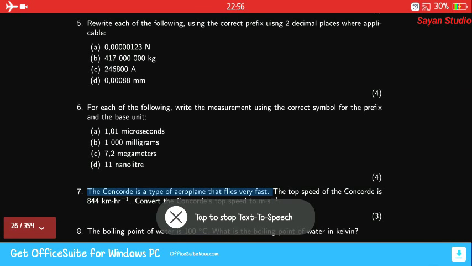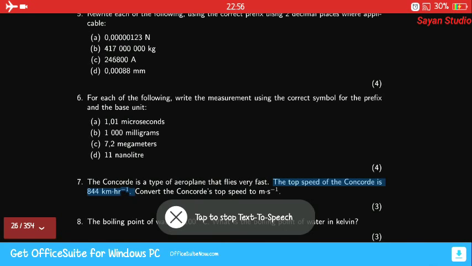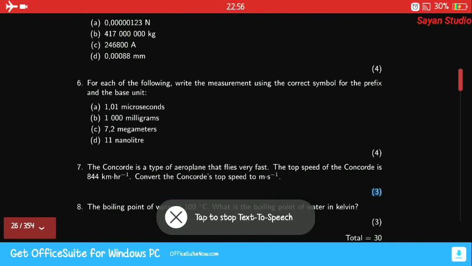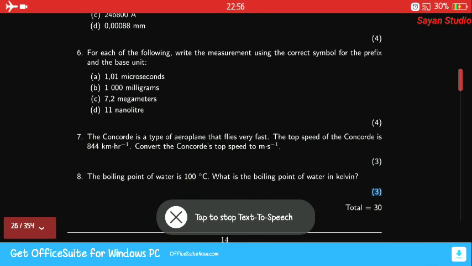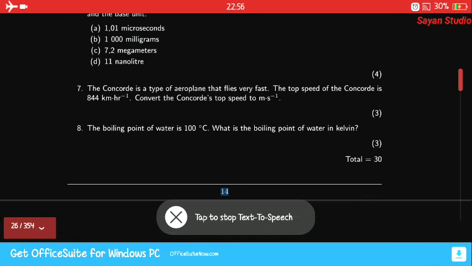7. The Concorde is a type of aeroplane that flies very fast. The top speed of the Concorde is 844 kilometers per hour. Convert the Concorde's top speed to m/s. 8. The boiling point of water is 100 °C. What is the boiling point of water in Kelvin? Total equals 30.